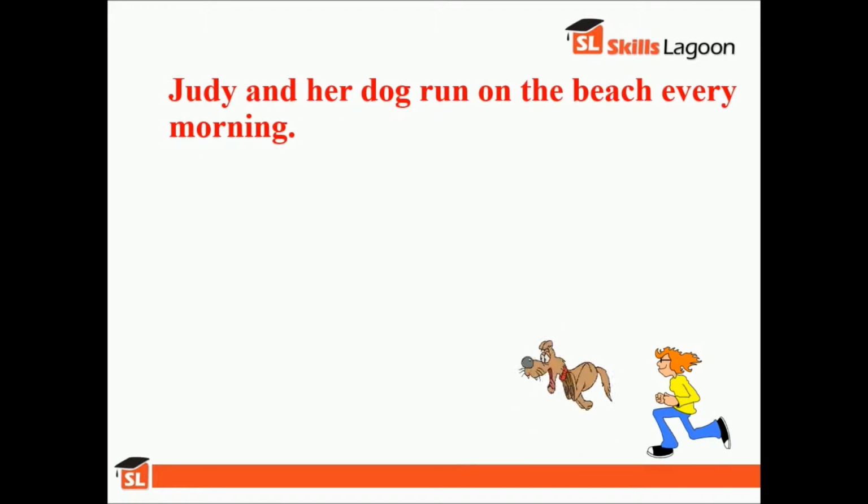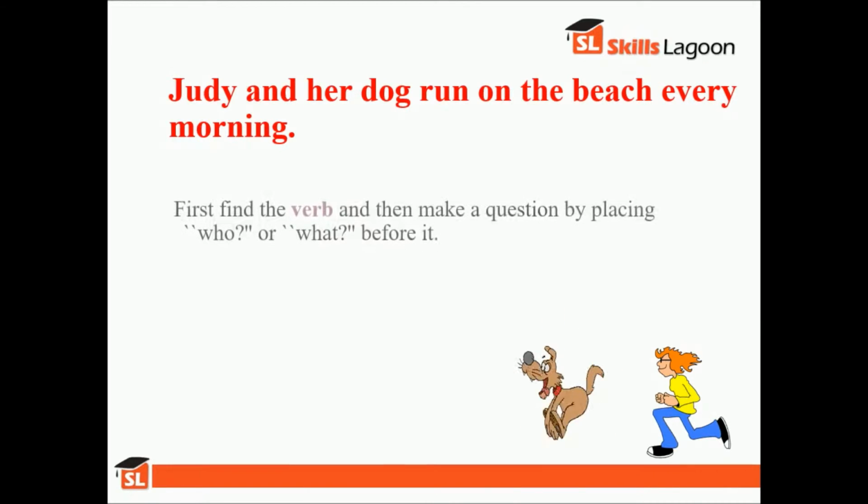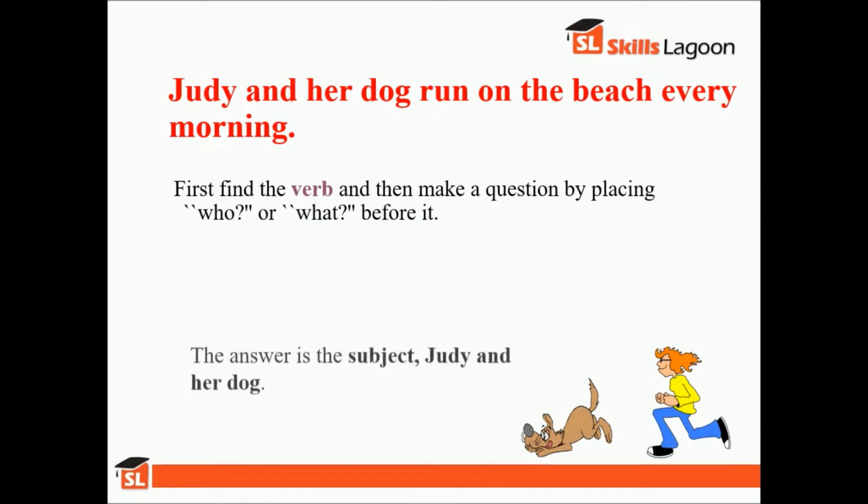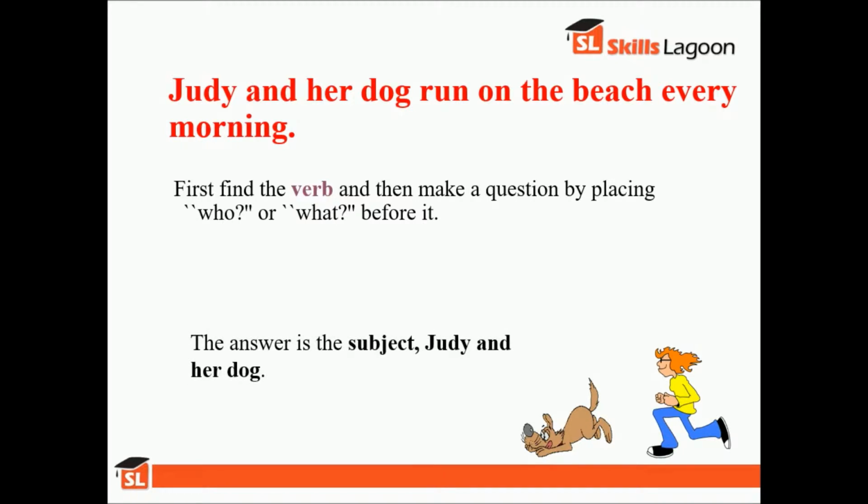Second example is, Judy and her dog run on the beach every morning. First find the verb and then make a question by placing who or what before it. The question is, who run on the beach every morning? The answer is the subject, Judy and her dog.